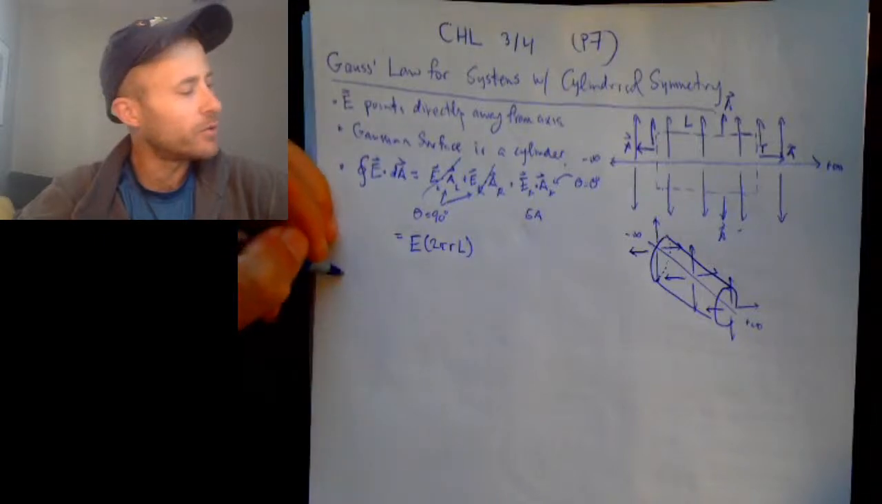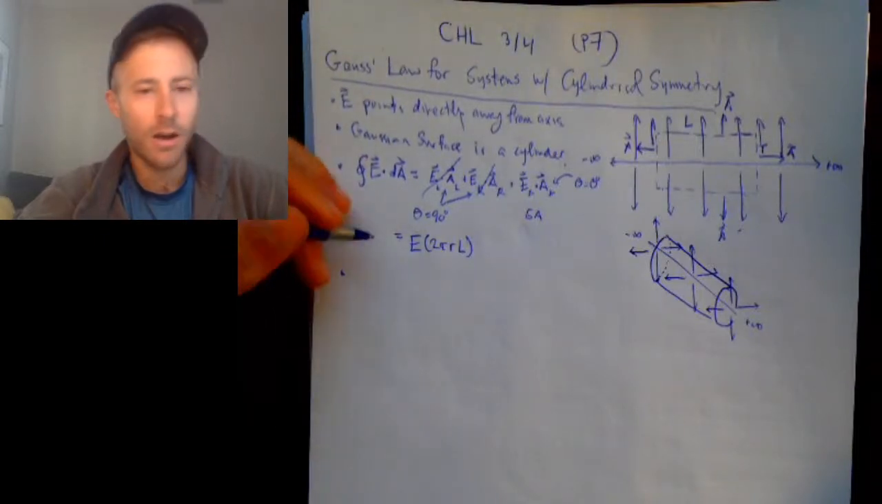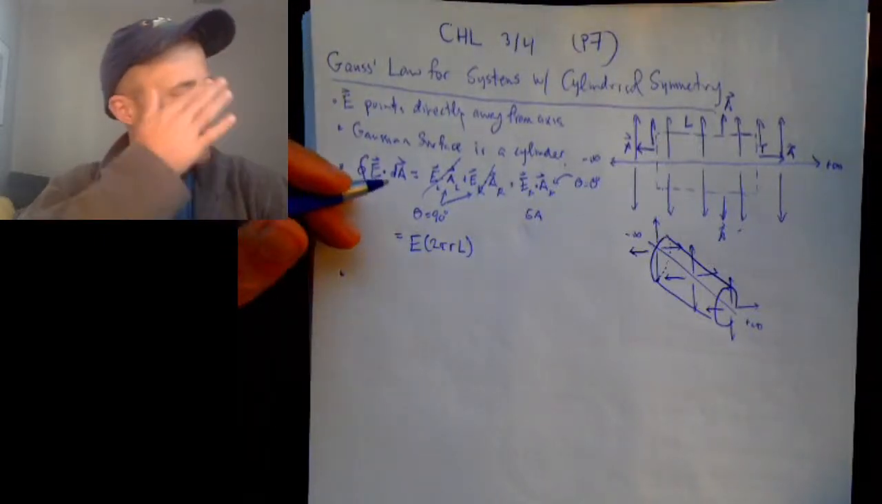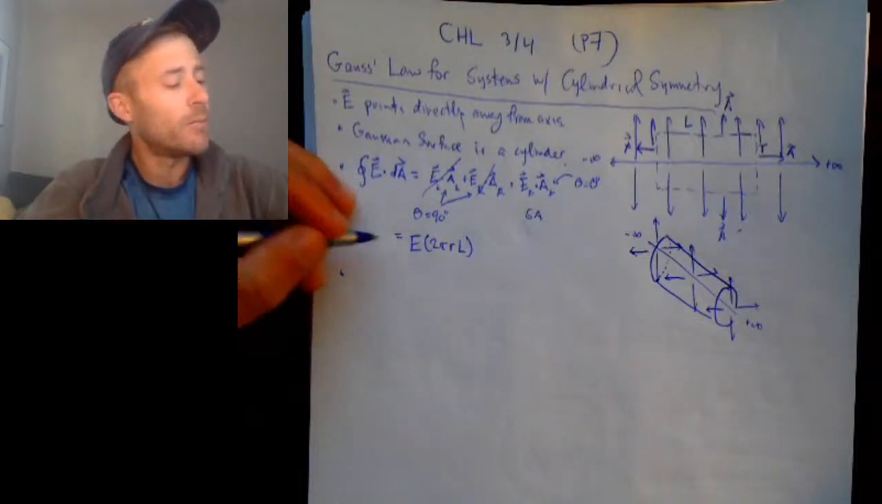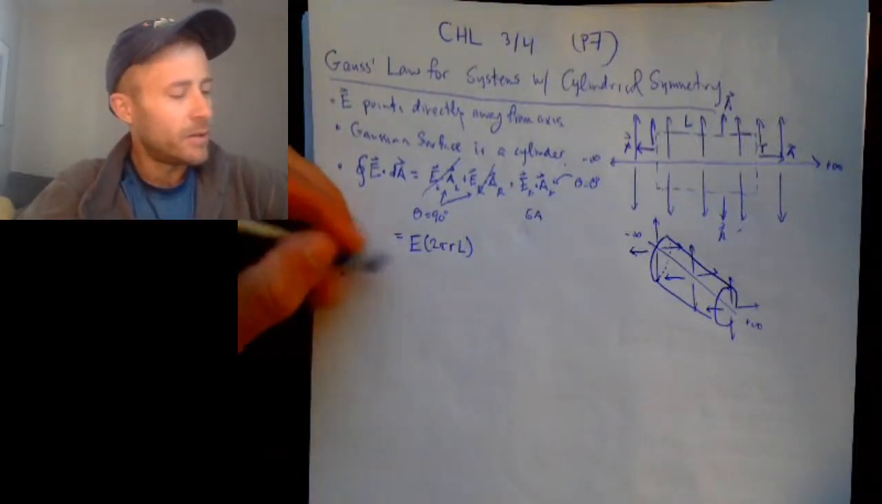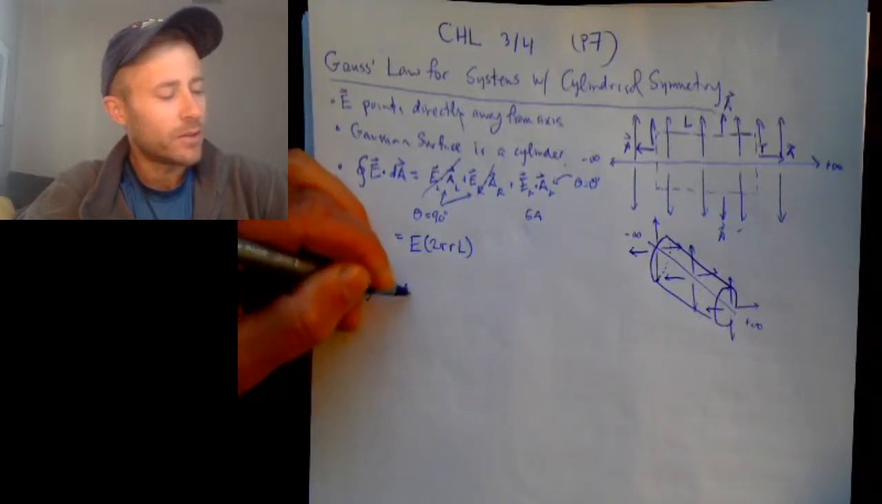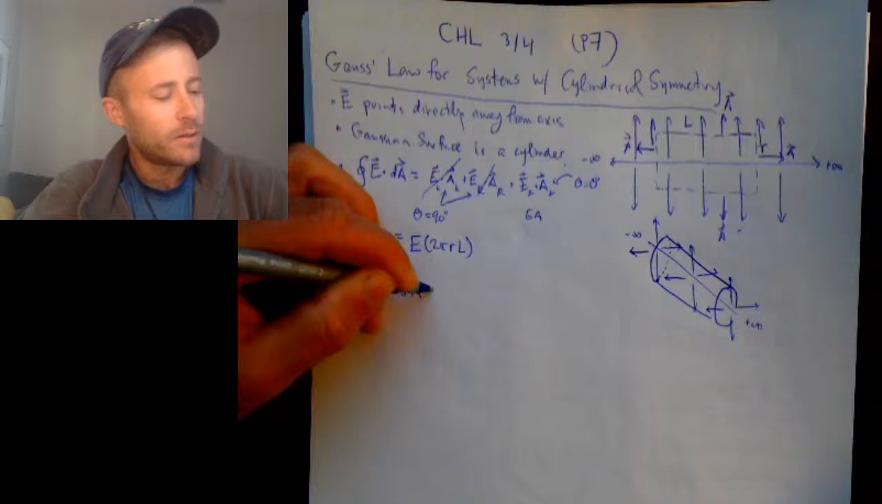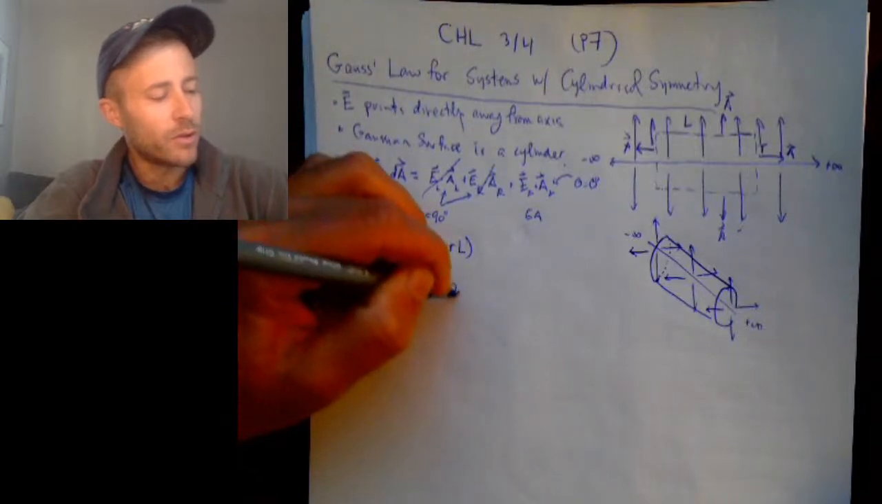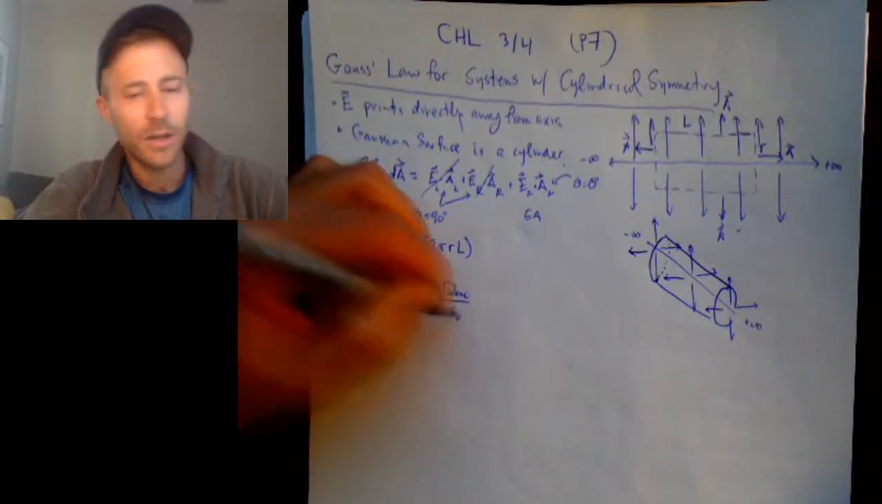So if we go to the full Gauss's law, the integral of E dot dA is equal to the charge enclosed by the Gaussian surface divided by epsilon naught.